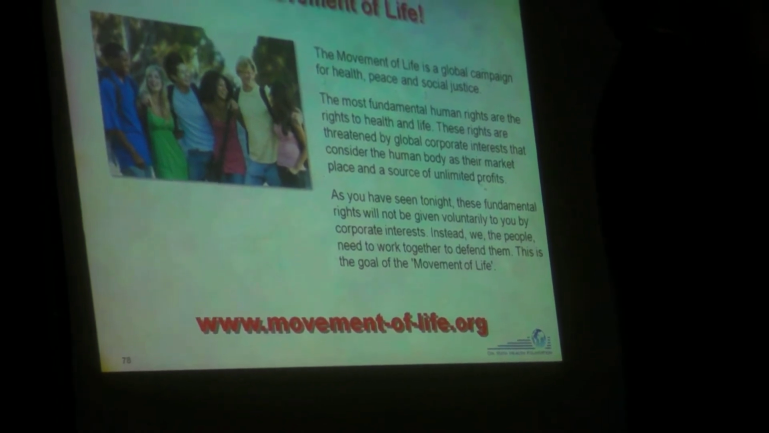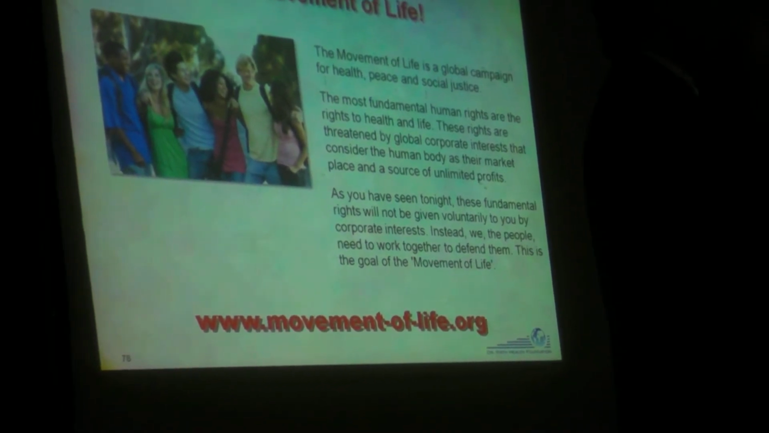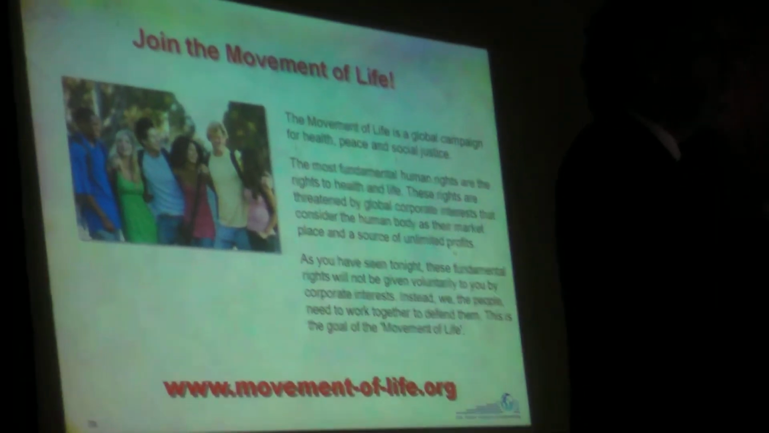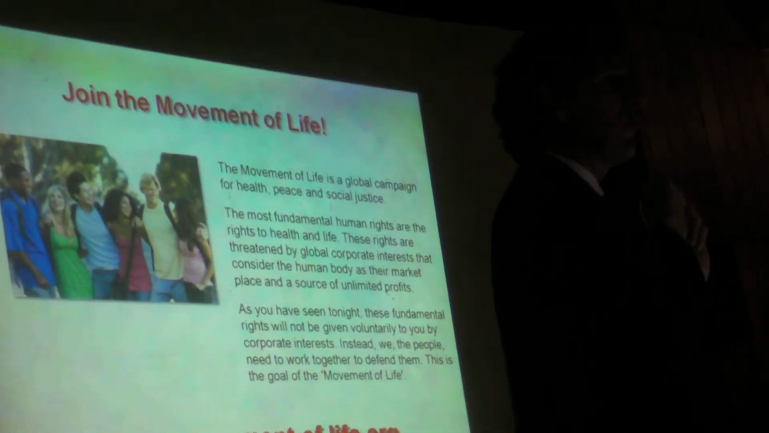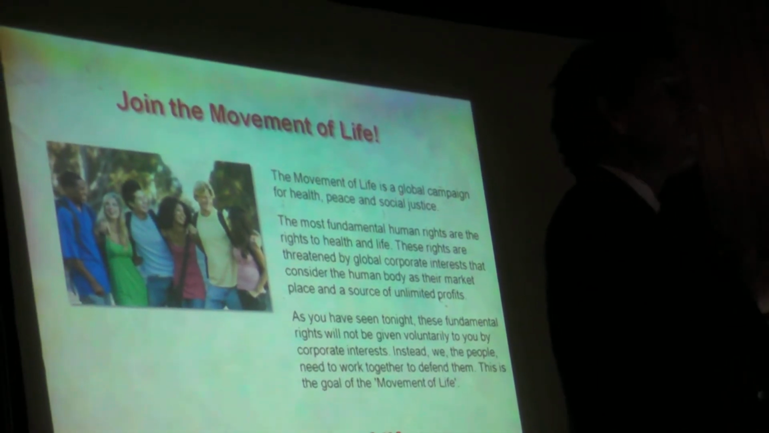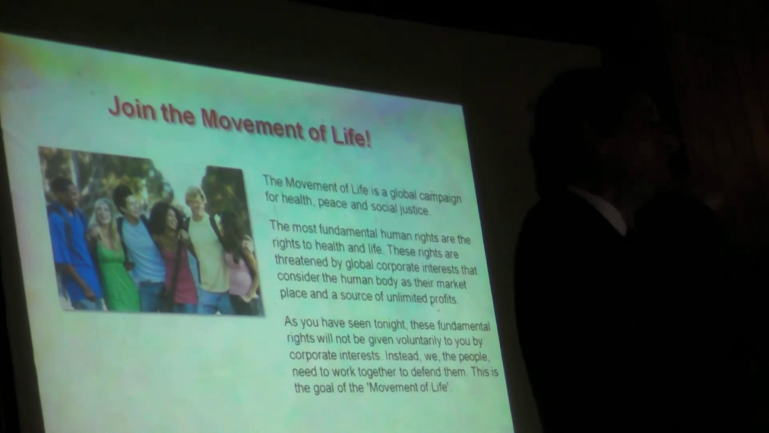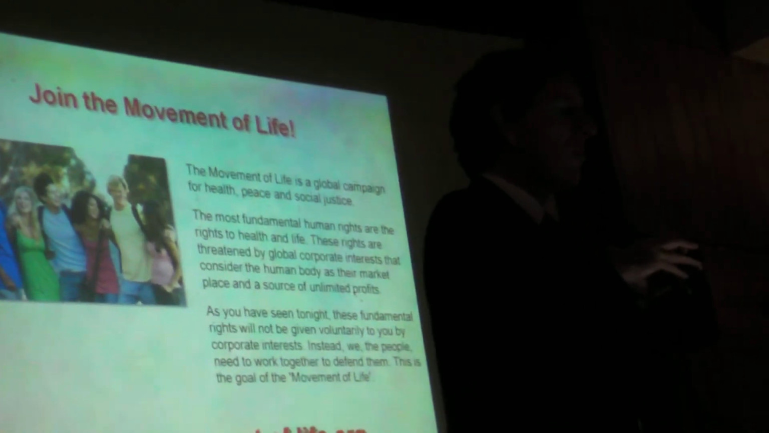But what we are trying to protect and trying to show people is that the most fundamental human rights are the rights to health and the rights to life. Because unless the rights to health and the rights to life are respected, no other rights are possible. Everything else has to come secondary to these.